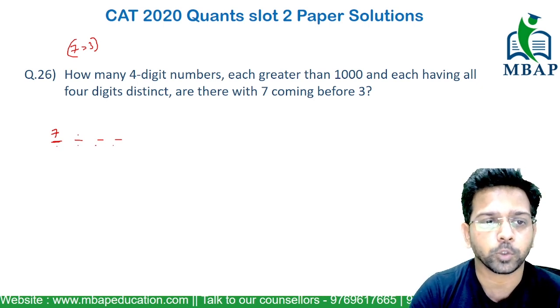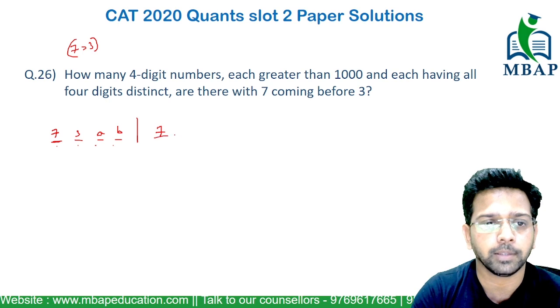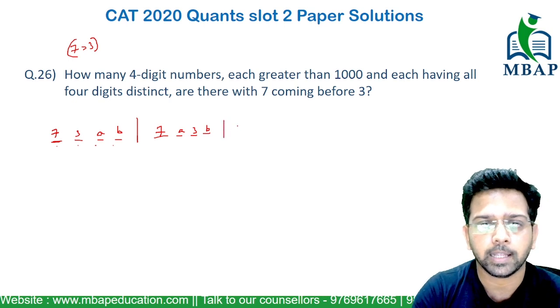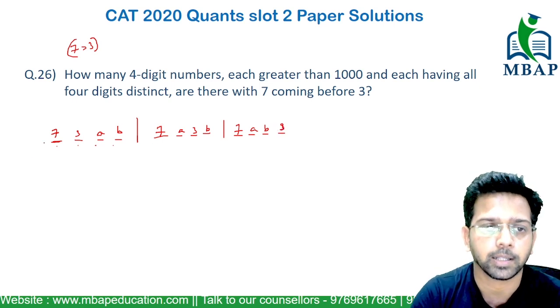If 7 is on position number 1, one of the possible cases will be 7, 3, and the next two digits could be A and B. The last two digits are what I have to figure out, how many cases are possible. Similarly, I can have the first position as 7, then 3 can come here, and A and B can be at the respective positions. And the last possible case would be 7 here, A, B in between, and 3 here. There are 3 possible cases like this.